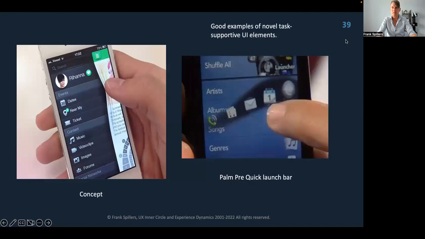Here's some good examples of novel UIs that support this is a concept where you pull back on mobile, and then the Palm Pre, which no longer exists, obviously, it's like mid 2000s. But right before it died, actually, they had this quick launch bar, and it was kind of a contextual menu. Let me remind you, though, that supporting the task level doesn't always work.